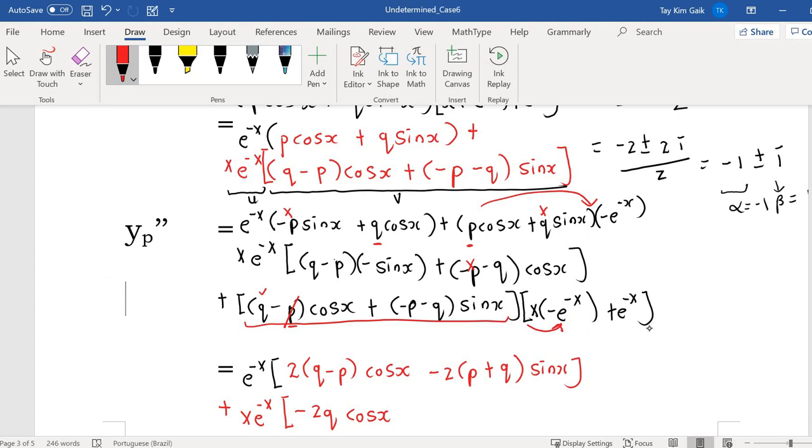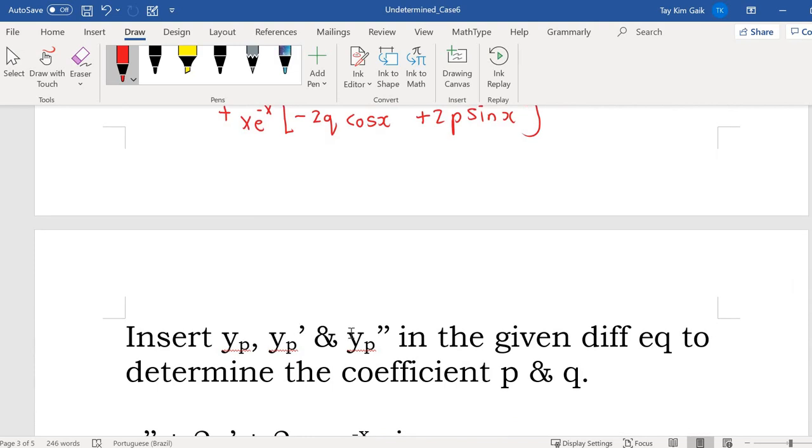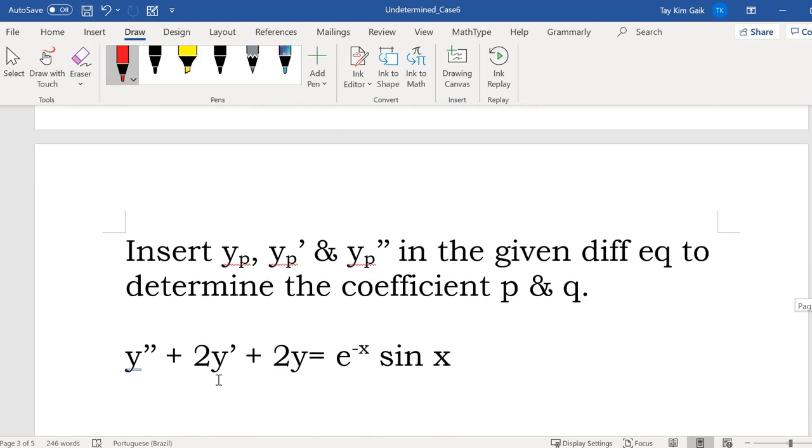For the sin term, okay, you notice this one. You got minus q, this minus q time negative positive q. So q cancel. Okay, p here, positive p, this is plus positive p, so plus 2p sin x. So if you thought this one messy, you may expand everything and then you collect back. Okay, now substitute yp, y prime p, y double prime p into the ODE to determine the coefficient of p and q.